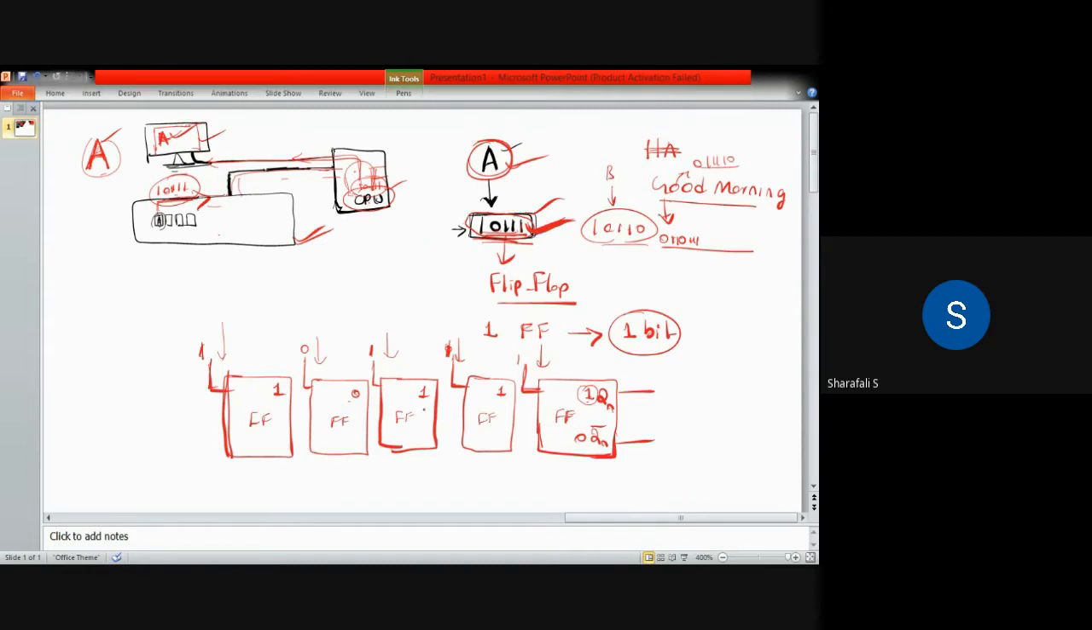So we need a large number of flip-flops, arranged like this. And if you have a large number of flip-flops arranged like this, a group of flip-flops, then such an arrangement is called a register. This is called registers.